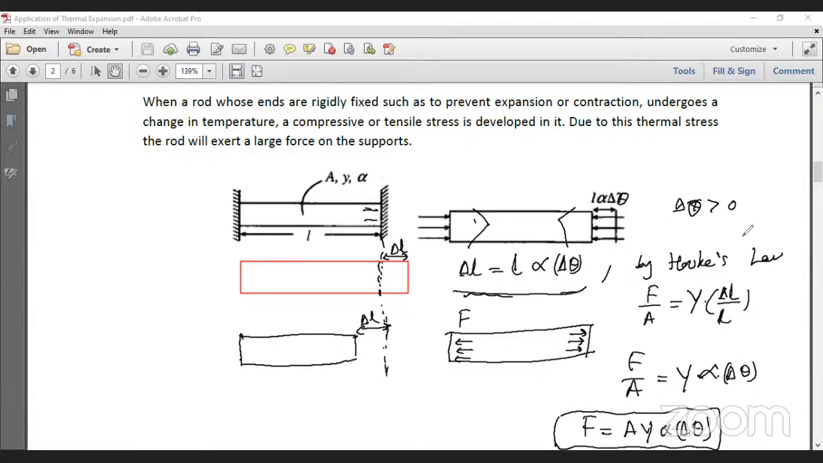Okay. So here you have to write this. Wait, we have to make a correction. I'll go to the next part then.